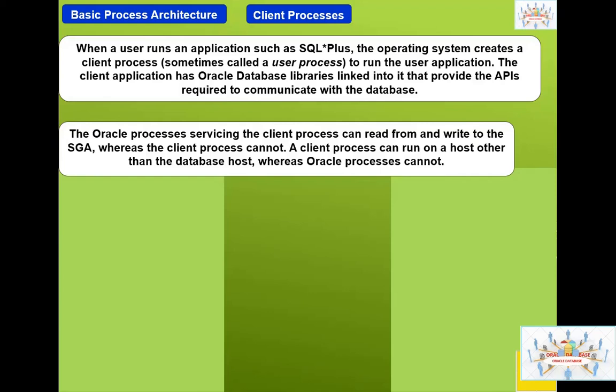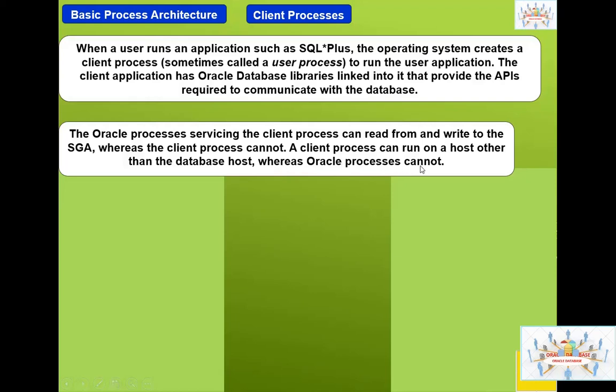Now this is the client process on the client side, and on the server side we have the Oracle processes or the server process. So that is interacting with the database instance. This client process cannot directly interact with the database instance. On the Oracle database side, the server process is the one which interacts with the database, whereas the client process cannot interact with the instance. The client process can run on a host other than the database host. That's true.